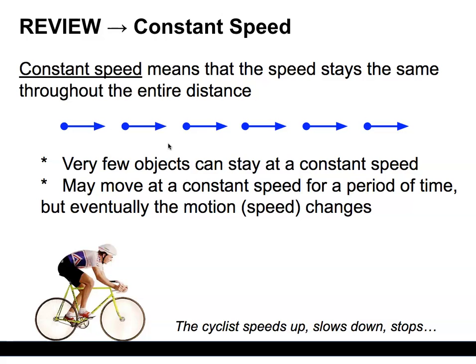However, very few objects can stay at a constant speed. Often, they may move at a constant speed for a period of time, but eventually their speed changes. Think of an example of a bicyclist. If you have ever ridden a bike before, you know that you begin from a stop position, you speed up, you probably will move at a constant speed for a period of time, but eventually you'll slow down and come back to a stop. So overall, the motion is not constant.